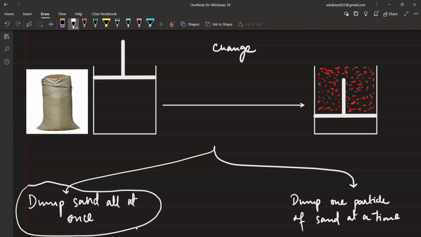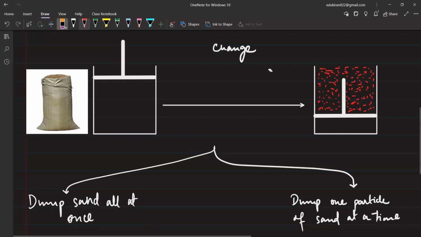No, we cannot, right? But when we choose the second way, what is going to happen? There will be small steps involved, right? One grain of sand, the piston will be lowered a bit. Another grain of sand, the piston will be lowered another, thoda sa. Then you will have another particle. But I can reverse this at any point. Correct, guys? Yes or no?